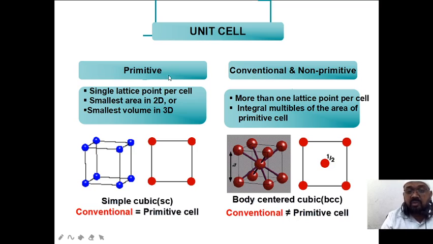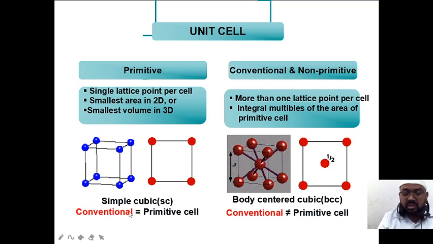Those categories are primitive, or we can say conventional, and non-primitive unit cell. When I say primitive unit cell, a single lattice point per cell is the smallest area in 2 dimension or the smallest volume in 3 dimension. We call such an arrangement primitive. We are taking an example here for 2 dimension, and I have taken the example of NaCl also. In the previous slide, I showed you this figure indicating the unit cell of 2 dimension, and this figure indicating the unit cell of 3 dimension.